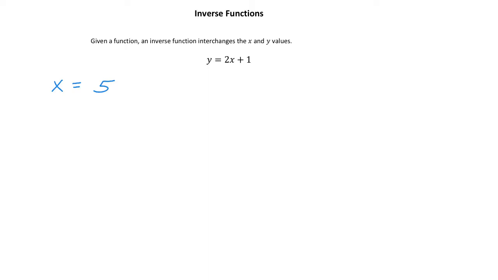If you plug that into this equation, you get y is equal to 2 times 5 plus 1. That's 10 plus 1. Okay, that is 11. Nothing really crazy here. It's just that we have 5, and it goes to 11 through this equation. The idea of an inverse is it's a function that takes the 11 back to 5. That is, you started with an x value and went to a y value in the original function. The inverse reverses that for us.